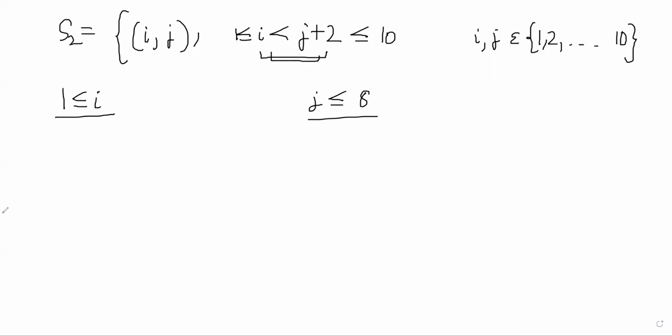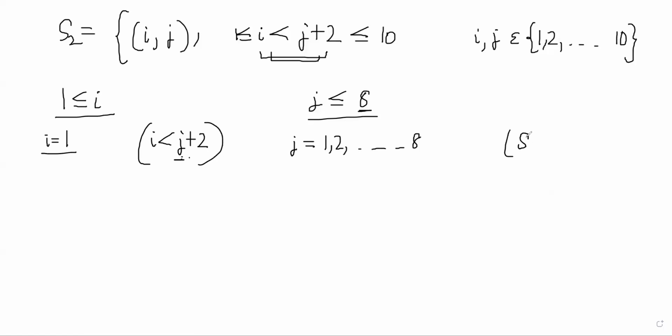So let's take cases. Since i is greater than or equal to 1, what is the situation when i is equal to 1? If i is equal to 1, think about what j can be. We have to make sure that i satisfies i < j + 2. So obviously j can be anything, right? It can be 1, it can be 2, anything till 8, because this inequality is always satisfied. So j can take values 1, 2, 3 till 8. So there are 8 ways in this case when i is equal to 1, right?